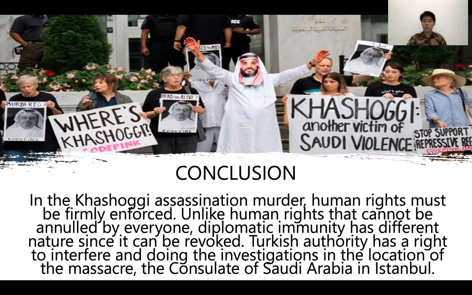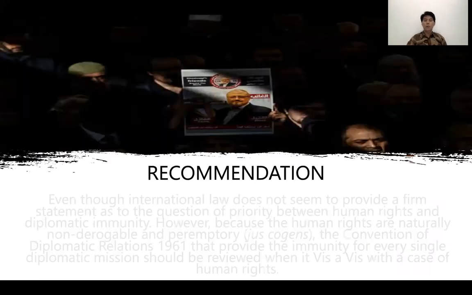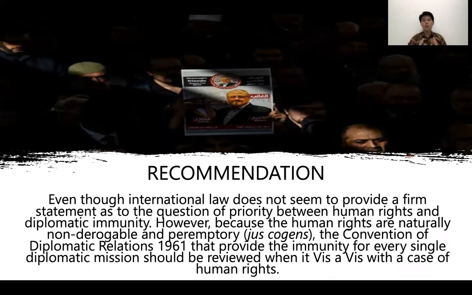And for the recommendation, even though international law does not seem to provide a firm statement as to the question of priority between human rights and diplomatic immunity, because human rights are naturally non-derogable and jus cogens, the Convention on Diplomatic Relations 1961 that provides immunity for every single diplomatic mission should be reviewed when it is vis-a-vis a case of human rights.